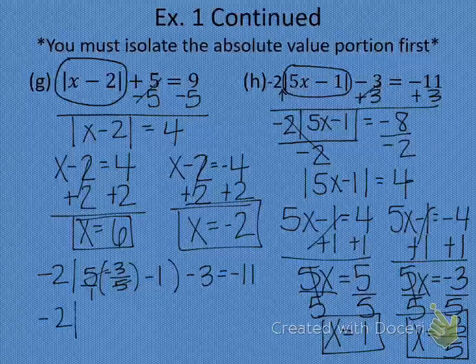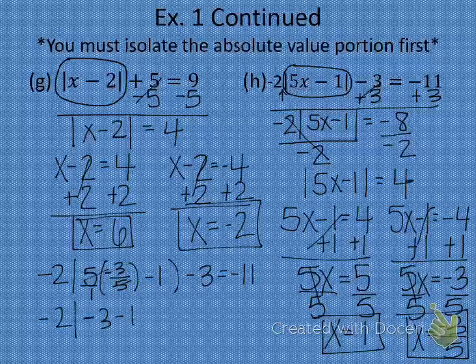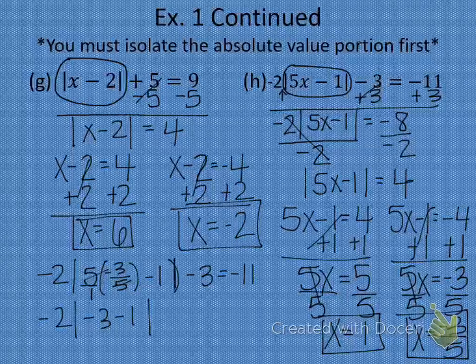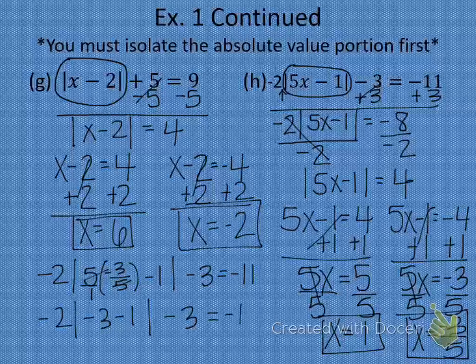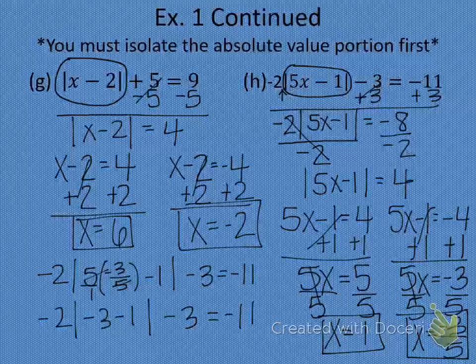So negative 2 times the absolute value of negative 3 minus 1. Sorry, I made that a parenthesis. My bad. All right, what is negative 3 minus 1? All right, negative 4. What's the absolute value of negative 4? We're down here. Positive 4. 4 times negative 2 is what? And negative 8 minus 3 is? Perfect. So it works. It was a fraction, but it works.